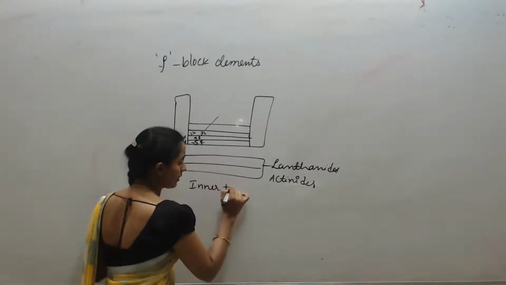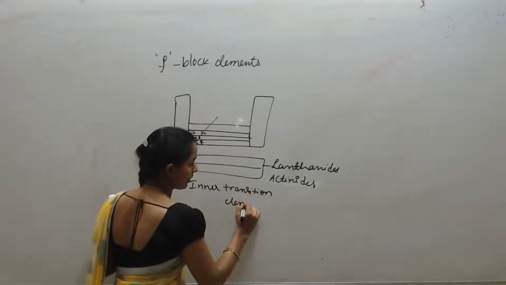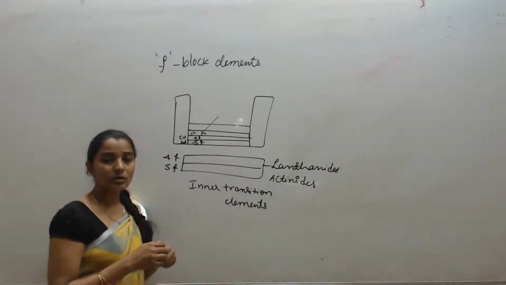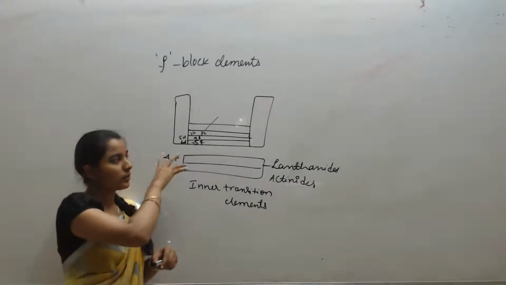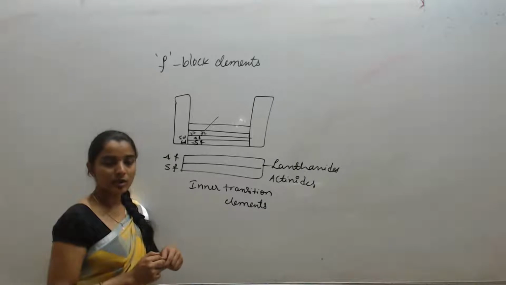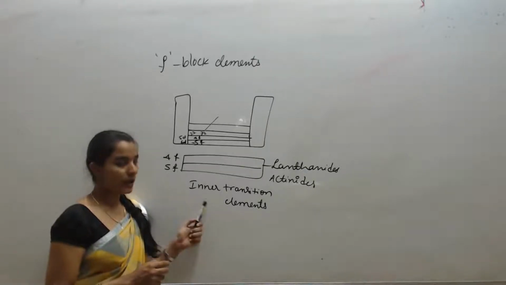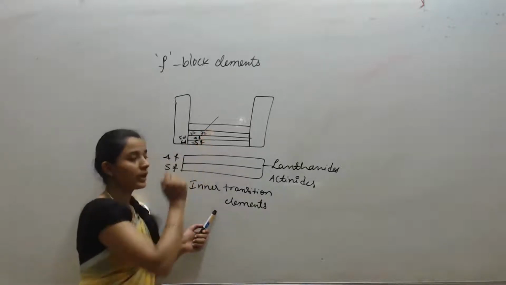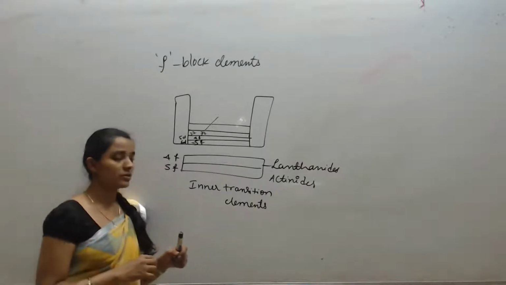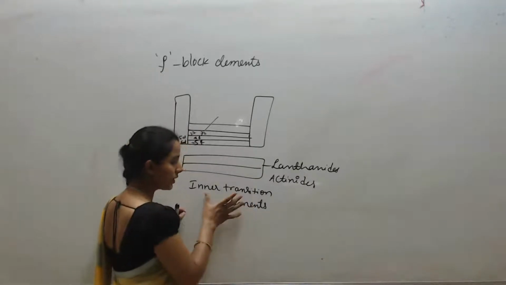These are called what? Inner transition elements. Why are they called inner transition? As I told you, the name transition was given to D block elements just because they are placed in between the S and D block. Here also it is the same thing. These F block elements are called inner transition elements because they are kept inside the D block elements. They are not D block elements, but the last electron enters into the F subshell, so these are called inner transition elements.